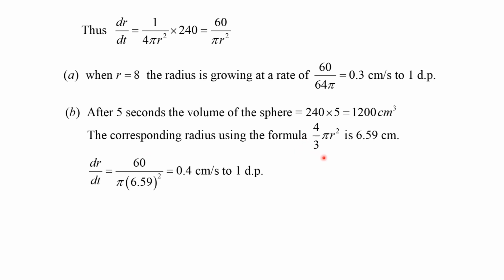So equate the volume to 1200. We know the formula for volume is 4/3 pi r cubed. Equate it to 1200 and solve for r. Your new radius will be 6.59. You can use this new radius to calculate your new dr/dt. So substitute r as 6.59 into 60 over pi r squared, and you will arrive at a new answer, which is 0.4 cm per second, correct to 1 decimal place.